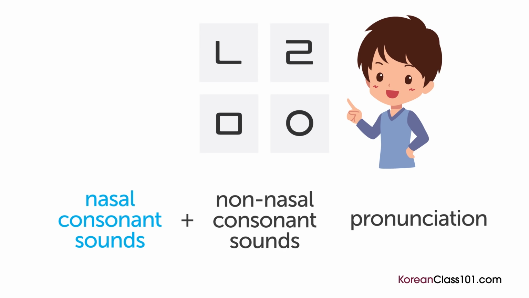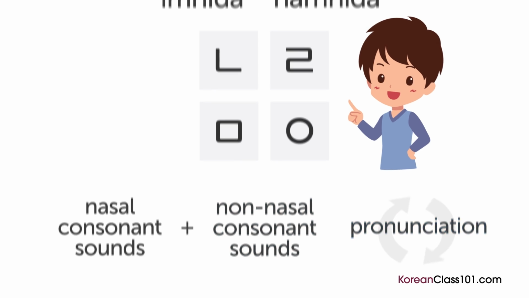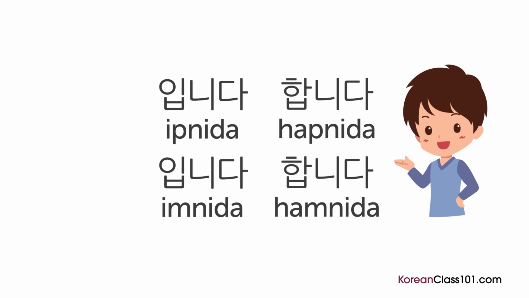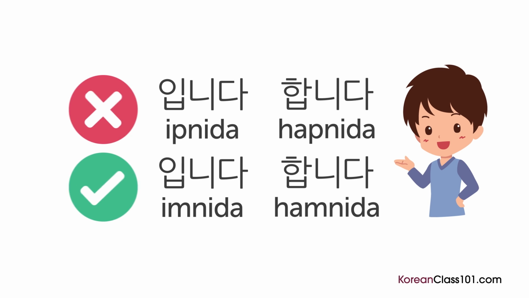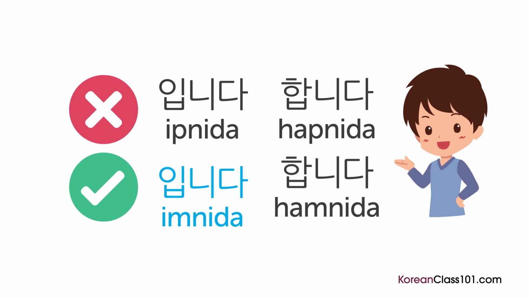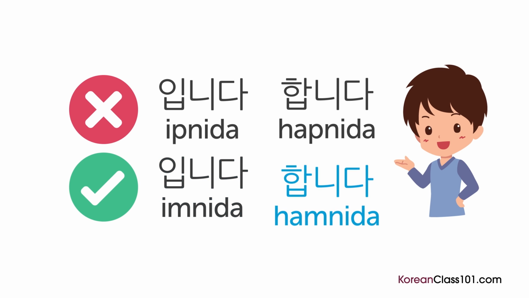When the nasal consonant sounds are paired with non-nasal consonant sounds, the pronunciation changes. For example, if you just read the Hangul on their own, you might want to say 입니다 and 합니다. But the correct pronunciations are actually 임니다 and 함니다.